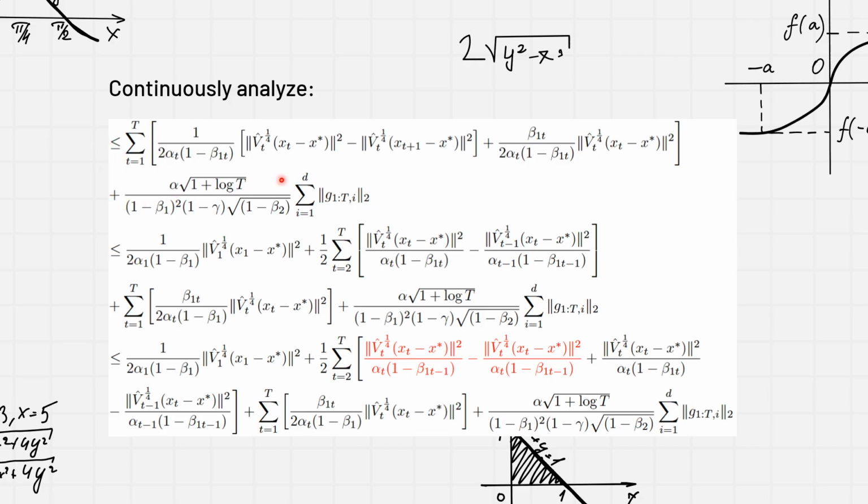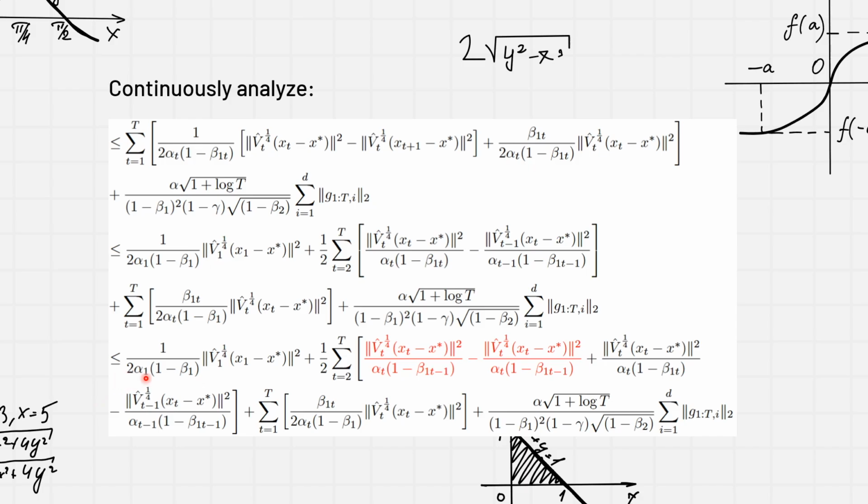Keep deriving the equation. We pick the first term of the summation over t equal to 1 and then put it here. And we move the second term over t equal to 1 to the second term of t equal to 2. And we do the same step for each t. It means that for each t in the summation, the second term will have vt changed to vt minus 1, xt plus 1 to xt, and alpha t to alpha t minus 1, beta 1t to beta 1t minus 1.